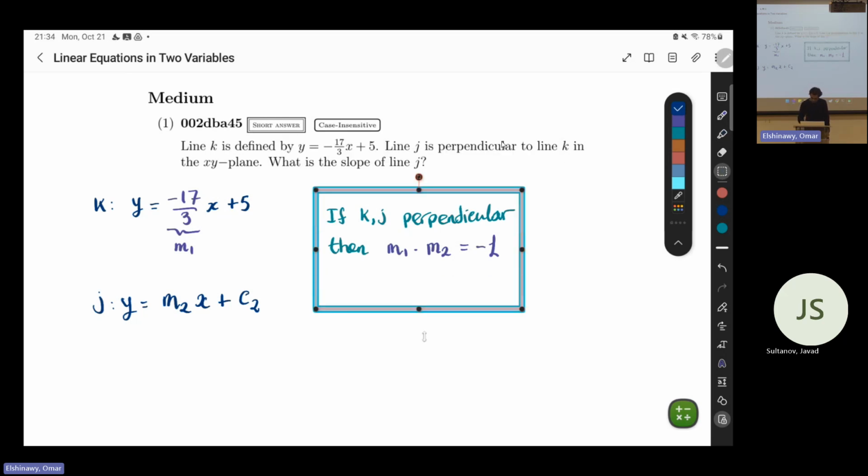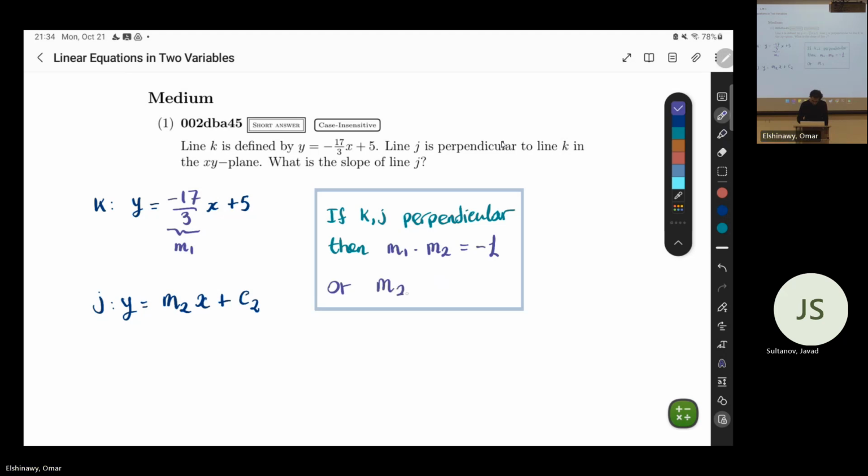Or you can also write, if you want to find the slope of M2, then you can write M2 as -1 over M1. So it's both the additive and the multiplicative identity.